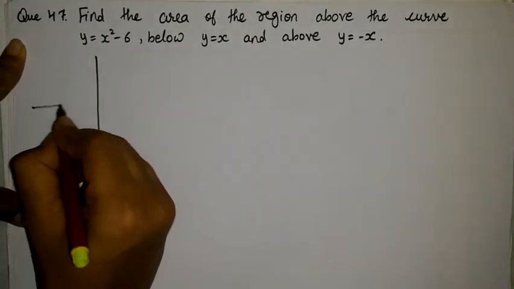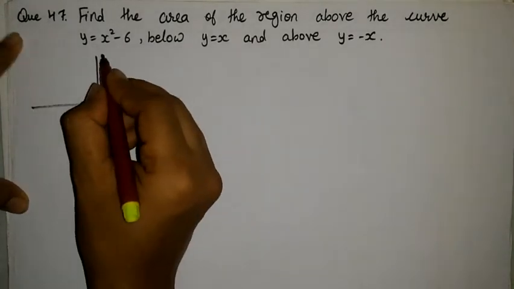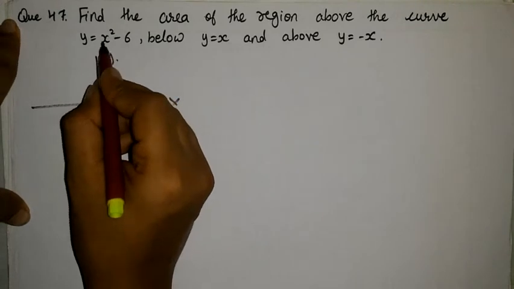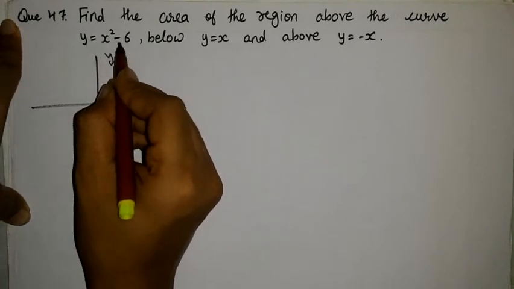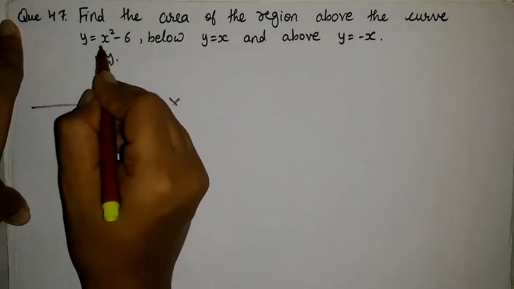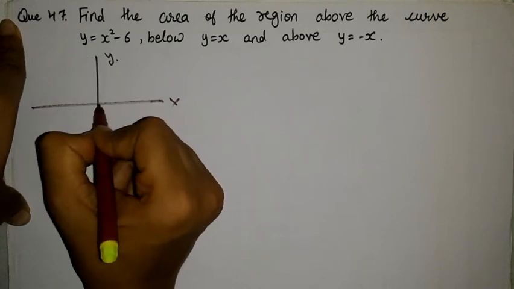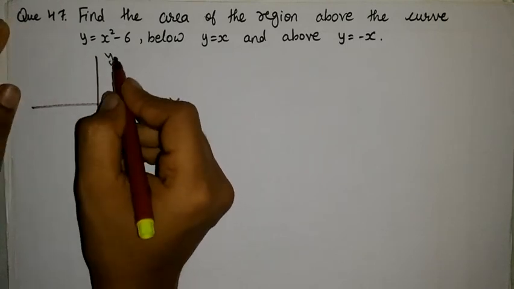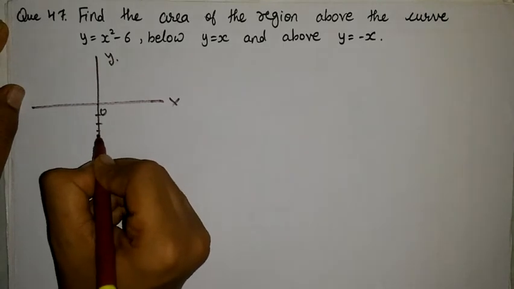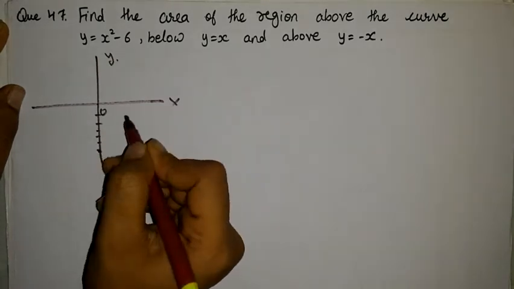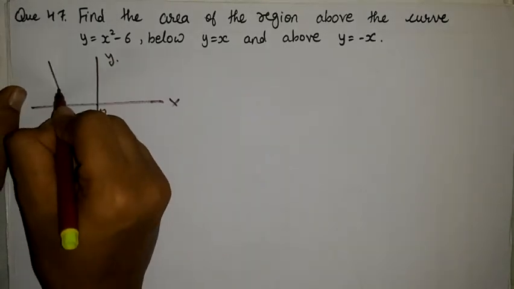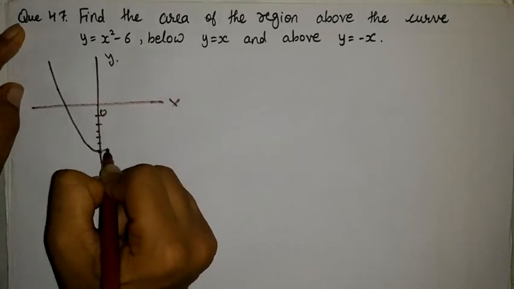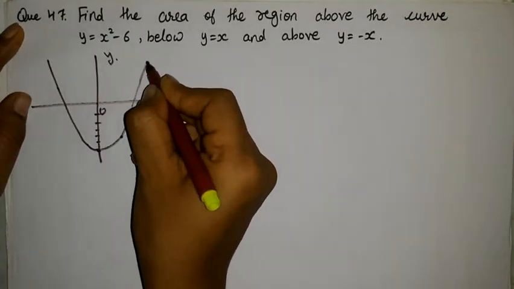So this is y-axis, this is x-axis, and this is y is equal to x square minus 6x. So when it is y is equal to x square, we draw from origin. But it is minus 6, so we have to start this from minus 6. Here it's minus 6. So this curve will be like this.